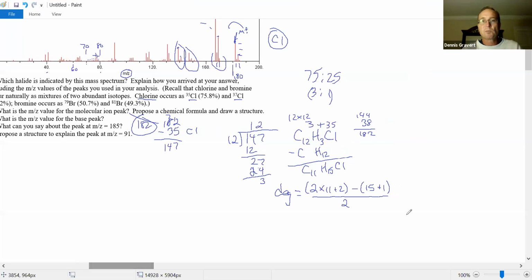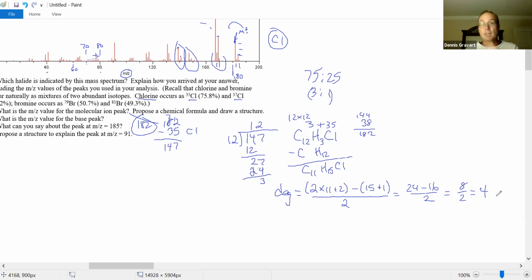Give me a little more room. There we go. So 2 times 11 is 22, plus 2 is 24. 15 and 1 is 16. I'll divide by 2. 24 minus 16, is that 8? Yeah, it is. It's 8 over 2, which is 4.